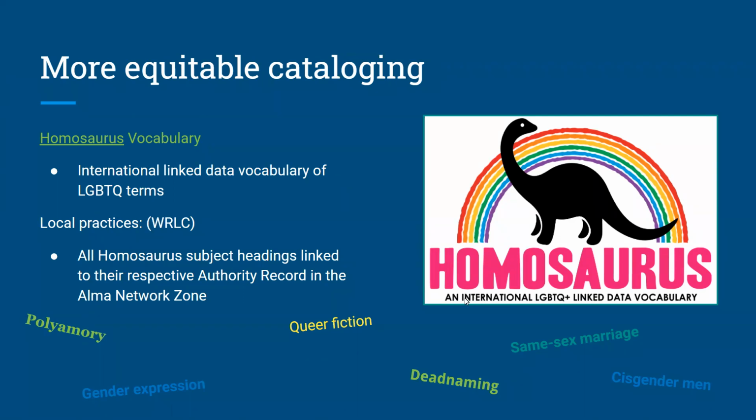Now, some catalogers, both in the consortium and outside of the consortium, have started adding subject headings from the Homosaurus vocabulary in addition to Library of Congress. Homosaurus is an international linked data vocabulary of LGBTQ+ terms, and these terms are often more specialized and precise than those found in the regular Library of Congress subject headings. With the addition of the authority records in our network zone catalog, all Homosaurus subject headings in a bibliographic record are linked to their respective authority record, thereby allowing greater search capabilities for patrons. Next slide.